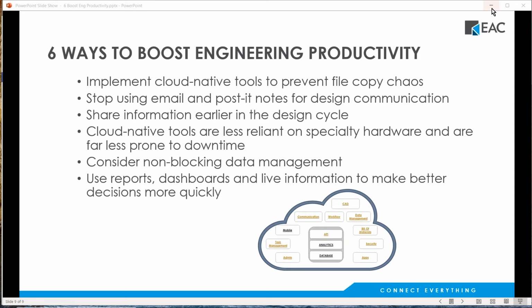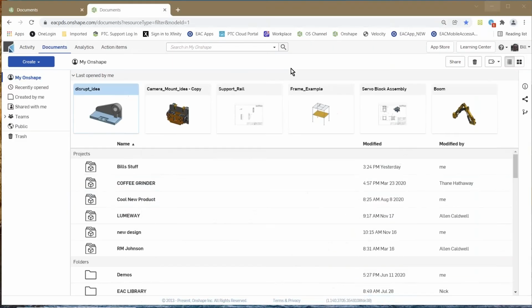So let's take a look at the software. I'm going to open up, here's Onshape, and what we're looking at is the home page. So a variety of different folders that I have access to. Here are some parts that I've worked on recently.